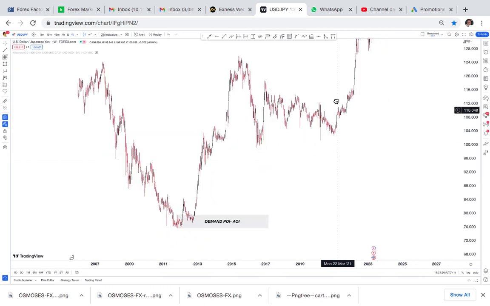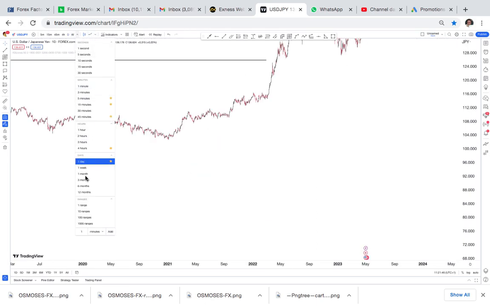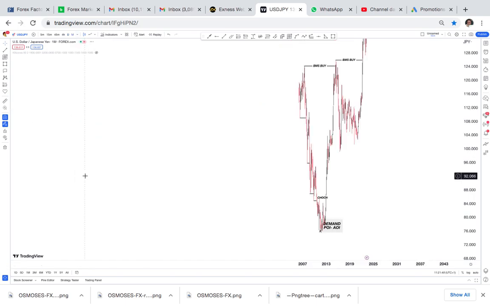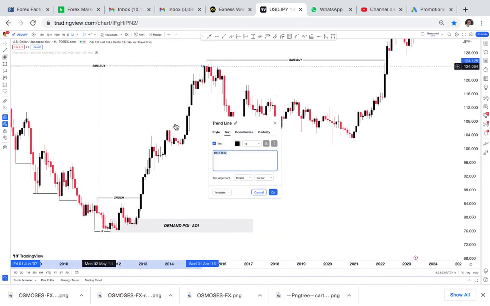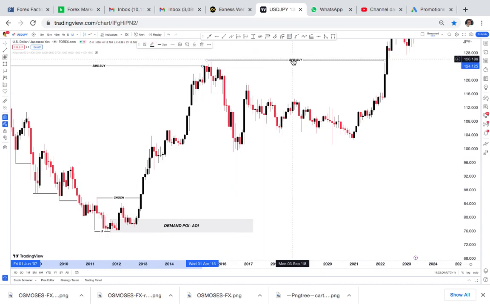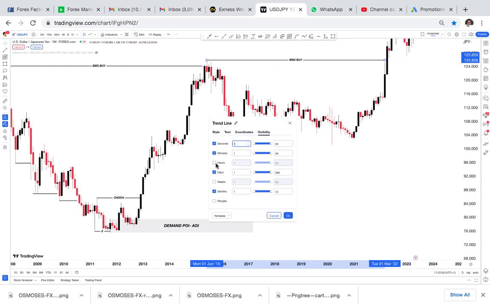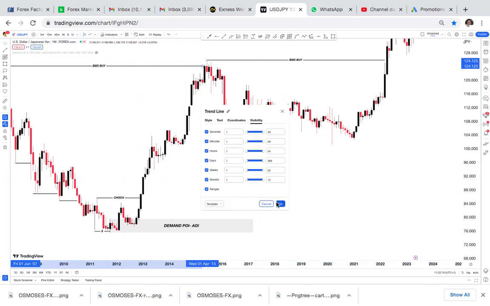All my markings are not showing on this time frame. Oh okay, they're only on the monthly time frame. Visibility: hour, weekly, and monthly. Visibility. Include this range also.